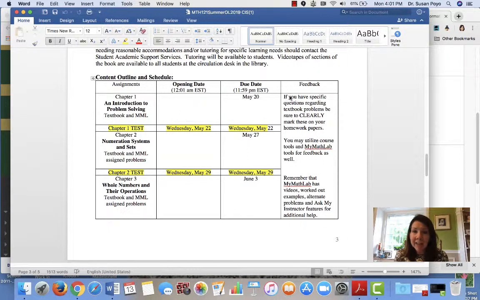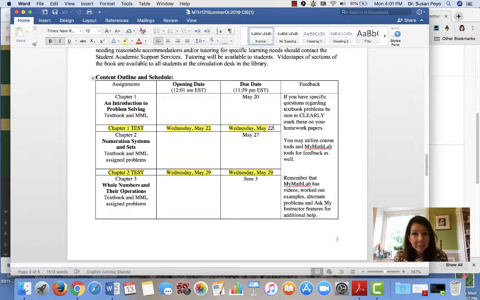So if you look at the schedule right here, you can see that the textbook and My Math Lab are both due on May 20th for Chapter 1. Then Wednesday, May 22nd, you can take the test. Now, the test will open in My Math Lab. You'll have an hour and 15 minutes, I believe, to complete the test. Once you log in to My Math Lab and start the test, you need to finish because the clock will keep ticking and that's all the time you have.